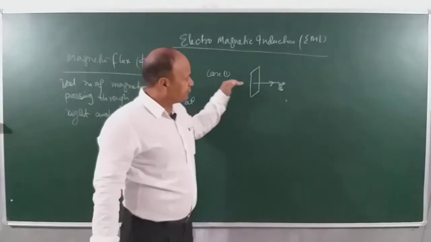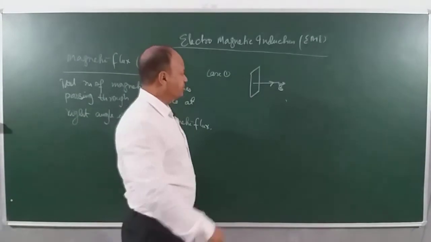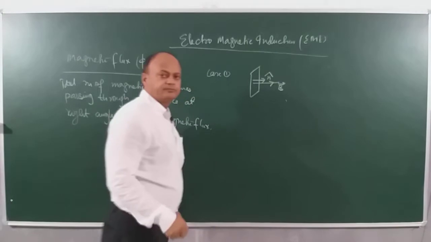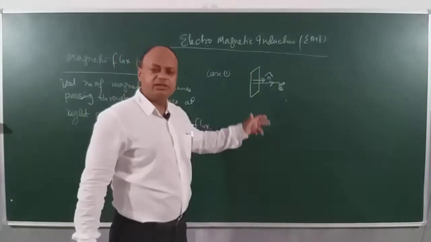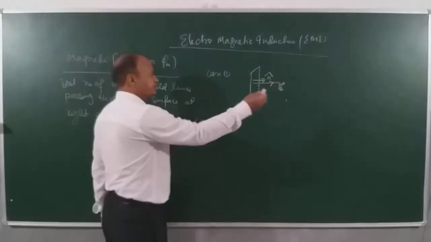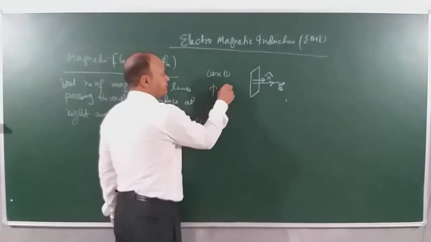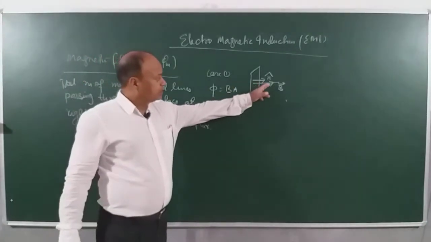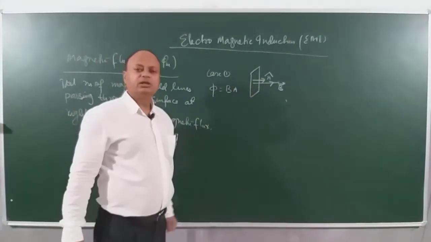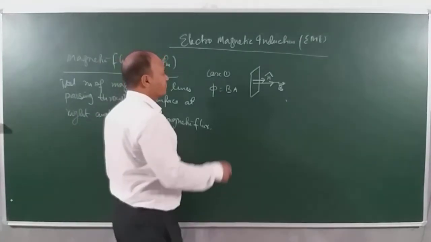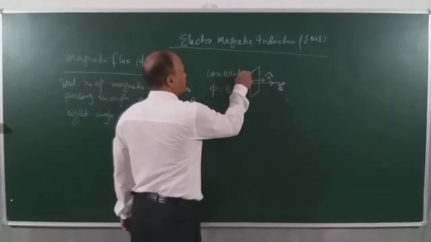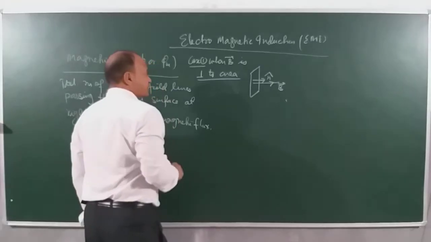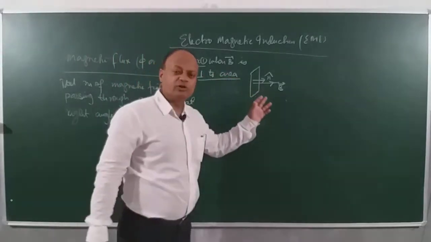Now if the magnetic field is perpendicular to the given surface area, that means it is along the area vector. This area vector is what? N cap. So how much is the angle between them? Angle is 0. So in this case, phi will be equal to B into A. But this will happen when B is perpendicular to the given surface. Case 1 is when B is perpendicular to the given surface area, children.